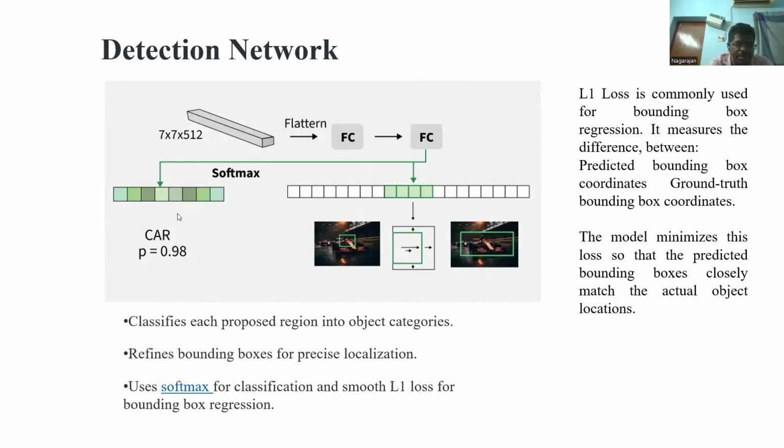So this is an example. The car is there, and the probability score is 0.98, almost correct, showing the accuracy. These are the basics of Fast R-CNN. Today in this tutorial we learned what Fast R-CNN is, why we need it, and we compared it with some other models also.